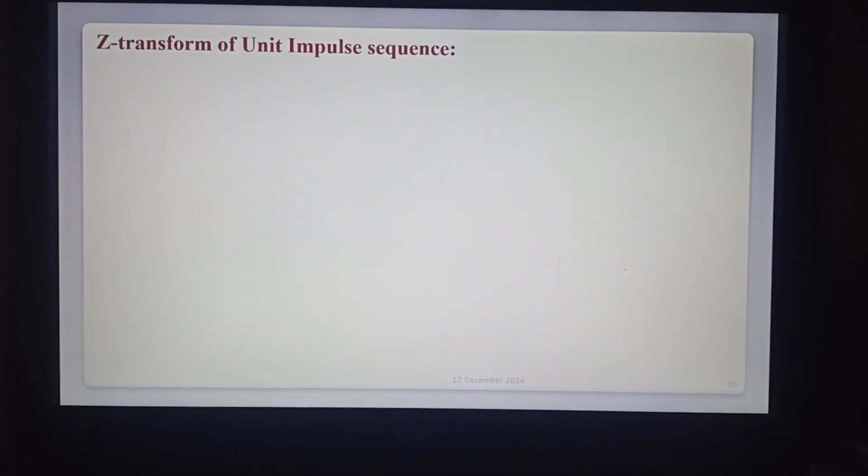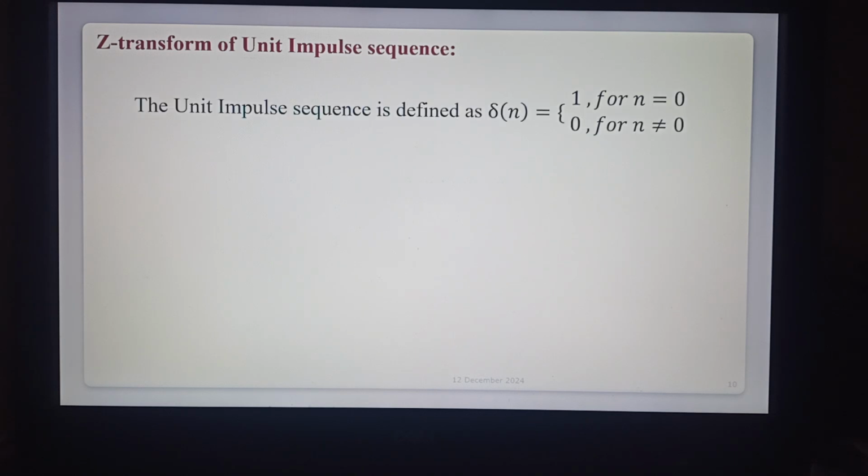So next one, Z transform of unit impulse sequence. So this is the definition of unit impulse sequence, denoted by delta of n, which is equal to 1 for n is equal to 0. Okay, now for n is not equal to 0 the value is 0.